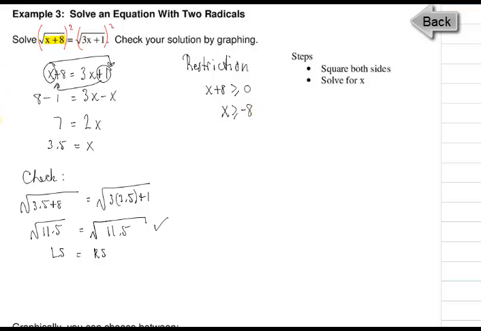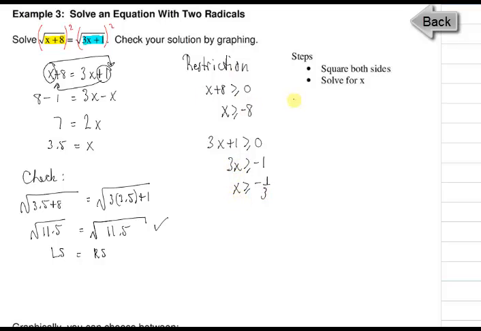And then we'll do the same thing with our second radical. We're going to take the radicand, the argument if you like, and make it greater than or equal to 0. Isolate for x. So bring the positive 1 to the other side. It becomes negative 1. Divide both sides by 3, and you get that x is greater than or equal to negative 1/3.